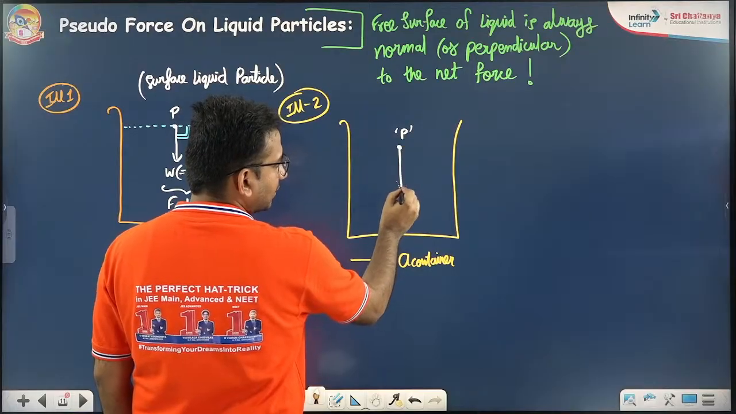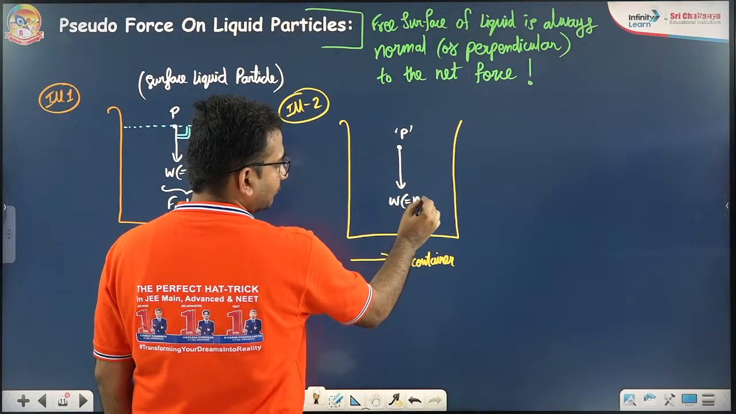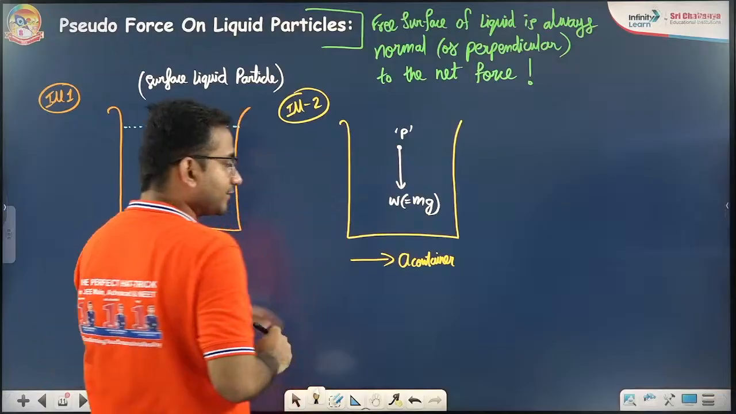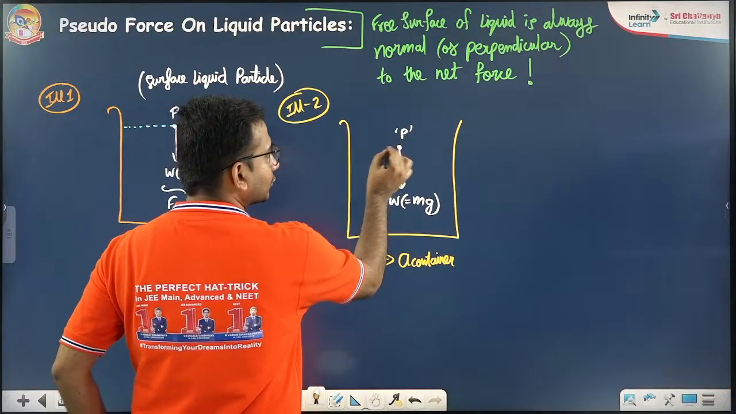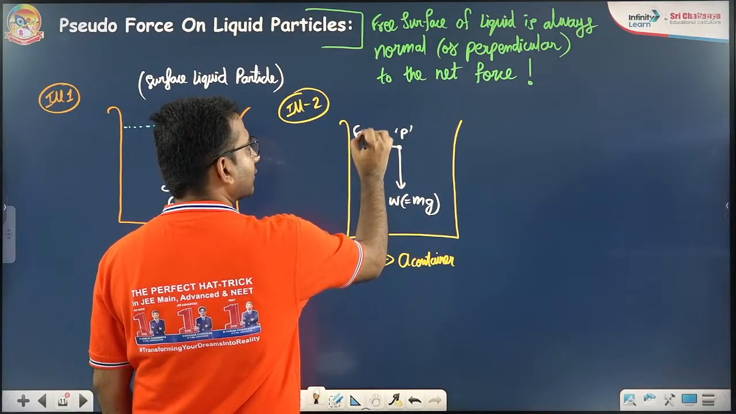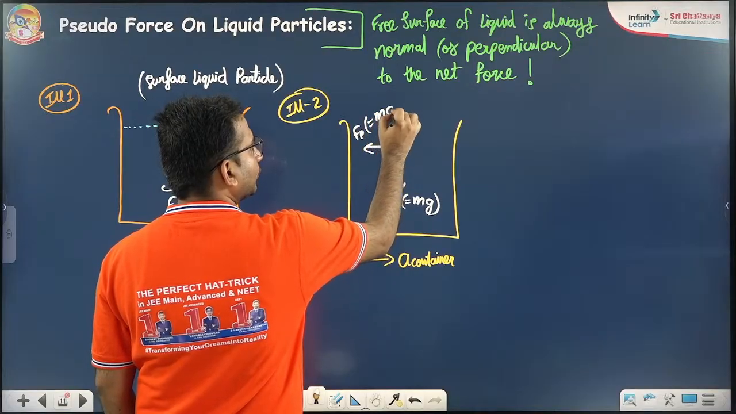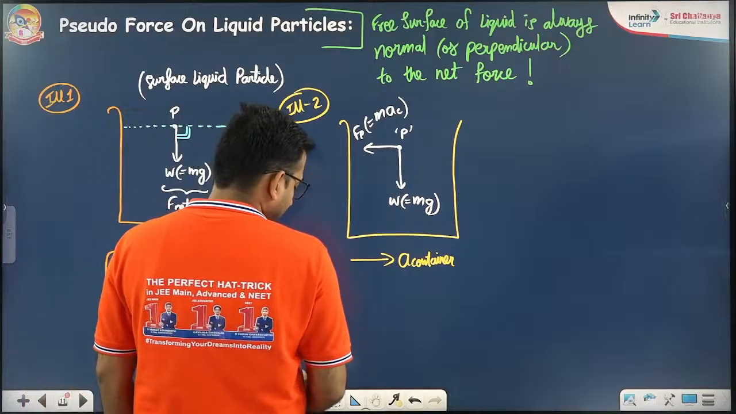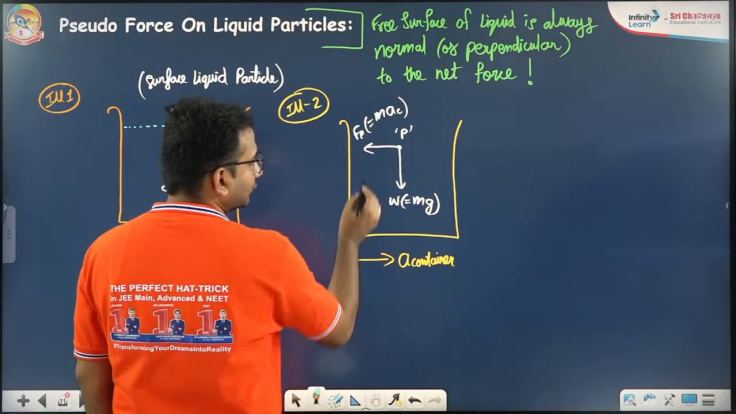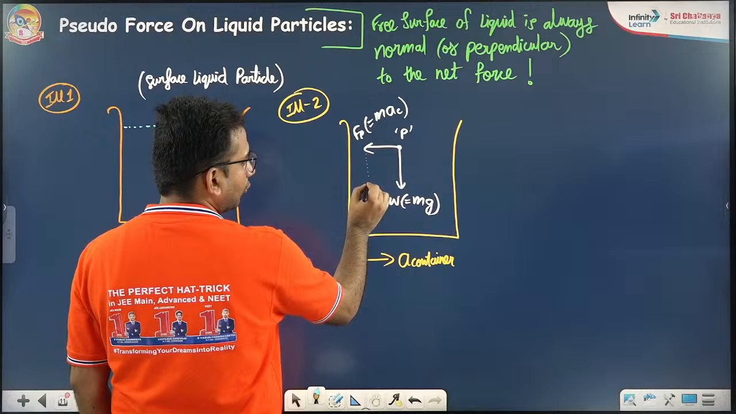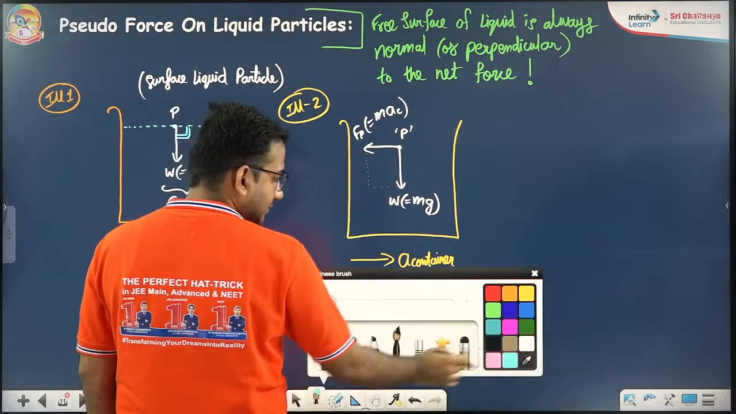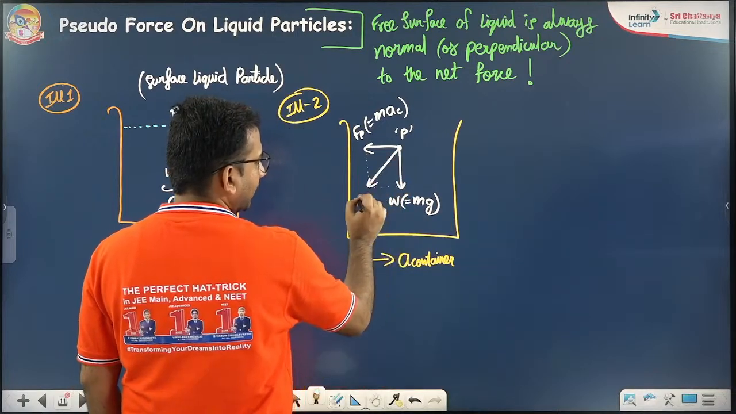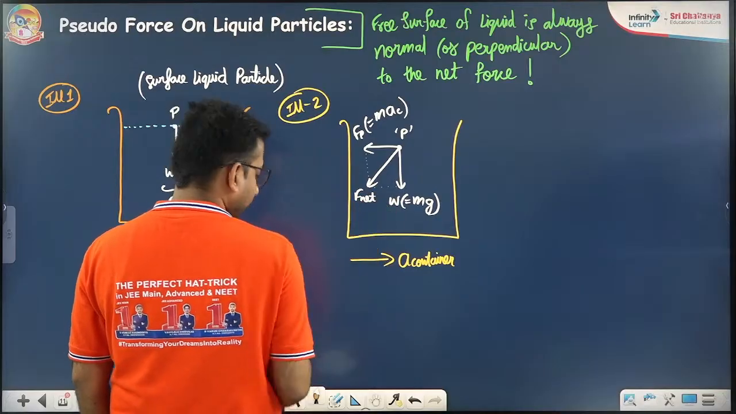One force is W, which is equal to mg. The other is the pseudo force. If the container is accelerated in the forward direction, the pseudo force acting on it is in the backward direction. That is m into a_C, mass of the liquid particle into acceleration of the container. By parallelogram law, the net force is somewhere here.